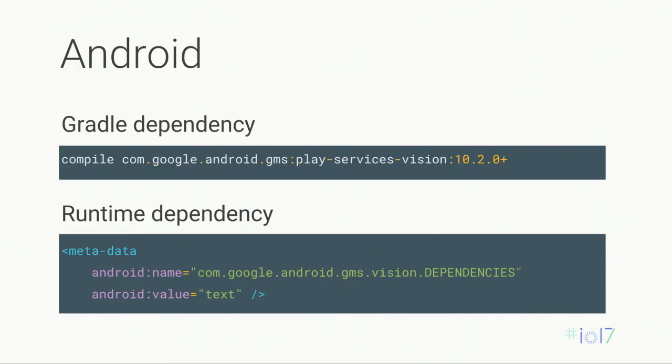The same Gradle dependency applies if you want to use the text API on Android. And for the runtime dependency, you want to specify that you are using the text API, so we can download the necessary file.